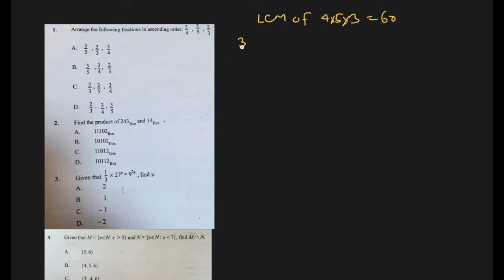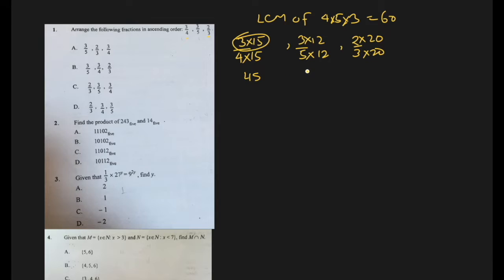So 3 over 4, if I want to make it 60, I will have to multiply by the other 2, 5 times 3, 15 here, so that it becomes 60. So I'll multiply the numerator as well. Then we have 3 over 5, so we'll multiply by the other 2, 4 times 3, 12. And then we have 2/3. We'll multiply by 20 here and 20 here. So this becomes 45. 3 times 15 is 45.